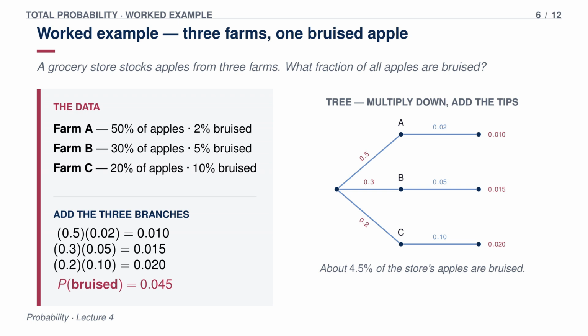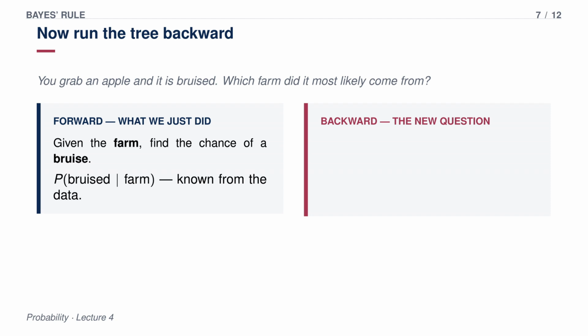0.045. So about 4.5% of the apples in the store are bruised. Keep those 3 branch numbers on screen. We're about to use every one of them again, backward. Here's the flip. You reach in, grab an apple, and it is bruised. Which farm did it most likely come from?